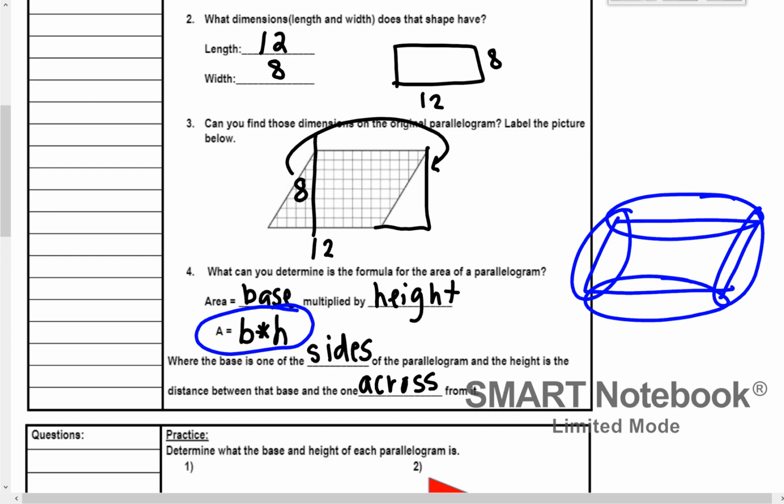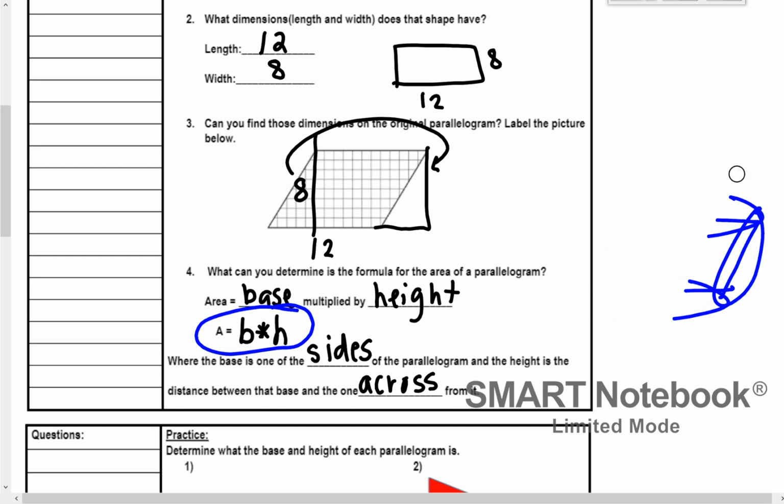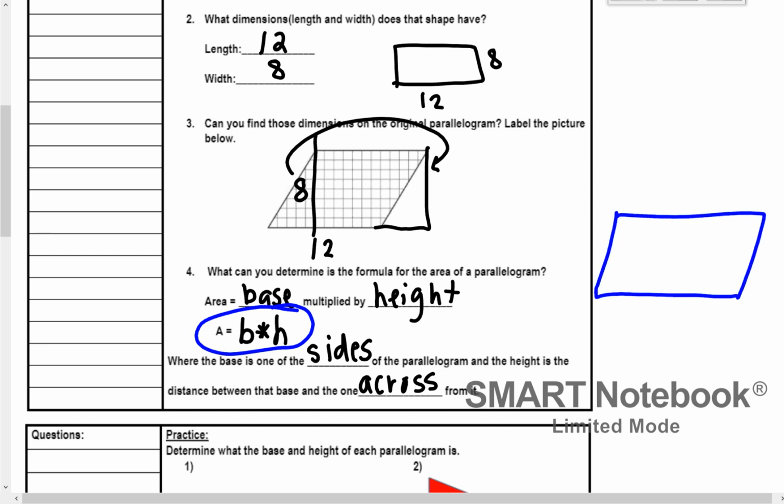Okay, one of the sides. Now the height, I'm going to kind of start over because that got a little sloppy, is going to be the distance connecting two of the bases. Okay, so the distance from this base to this base. So it does have to be a straight up and down line.